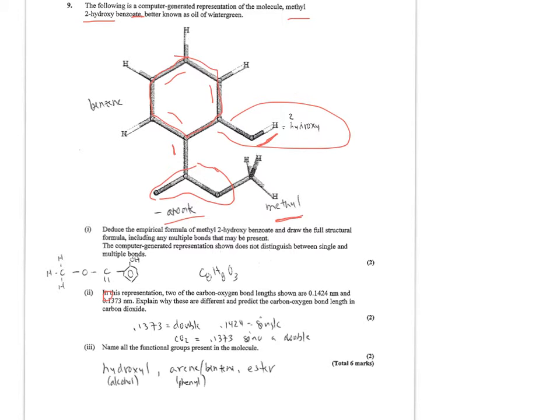C8H8O3. And then as far as the bond lengths, the 0.1424 and 0.1373 would be referring to the single bond being the longer bond and the double bond being the shorter, which means CO2 should have the shorter bond since it's a double bond on each side. And then all the functional groups: the hydroxyl group, or alcohol you could have called it, the ester group, the COOC, is an ester group, and then the other group is the benzene or the phenyl group or the arene group. Those are the 3 different groups they're looking for. This was all one group as the ester.